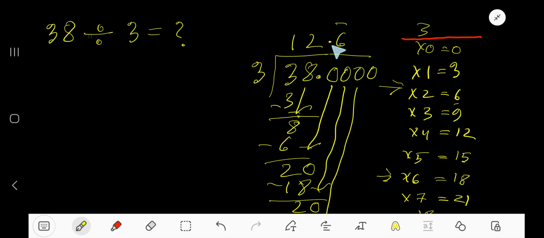So our answer is 12.666 dot dot dot, or 12.6 bar.